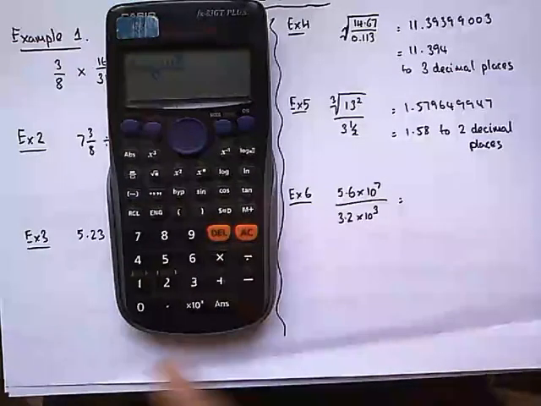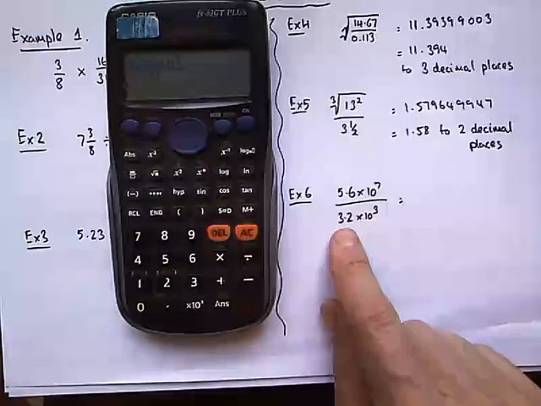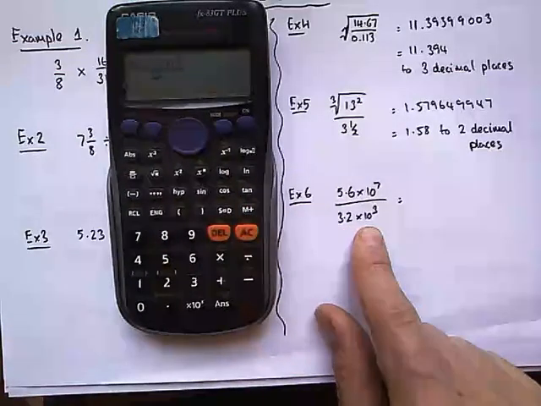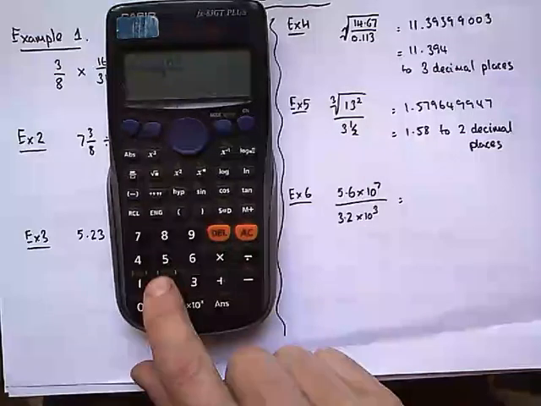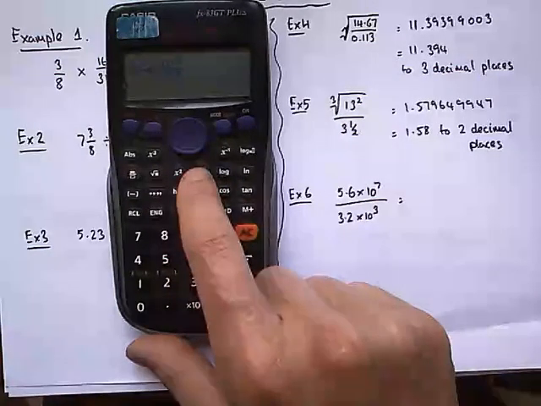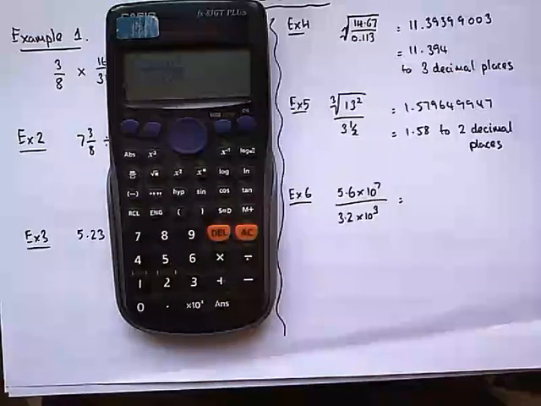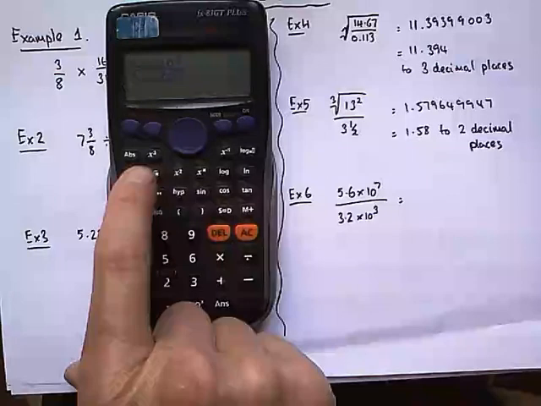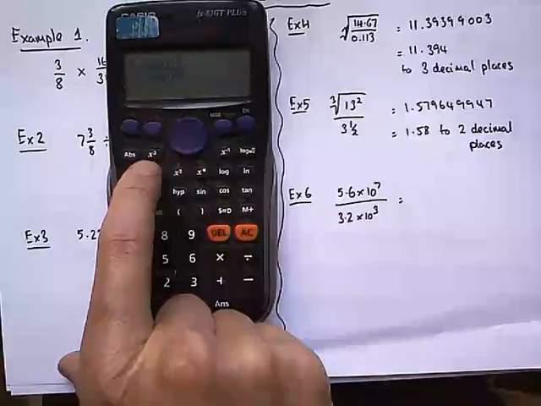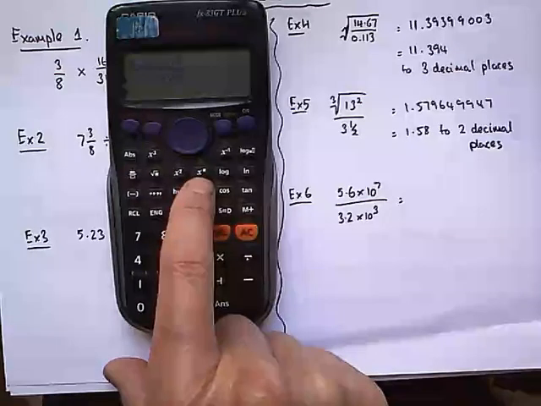So we need to do the bottom as well, which is 3.2 times 10 to the power of 3. So 3.2 times 10. And then we're going to do the power button, and we're going to put in a 3. You could have, if you wanted to, used the cubed button, because that would get you a 3 straight away without pressing this button and putting in a 3.